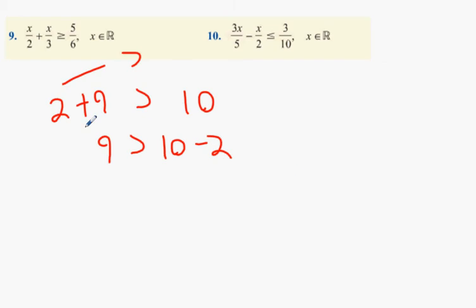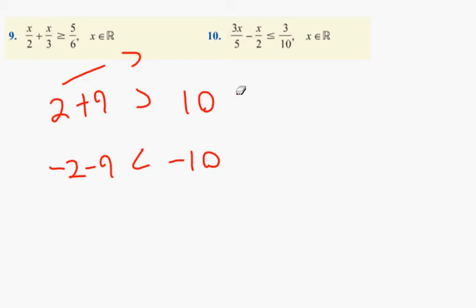What happens if I multiply both sides by minus? What happens then? Because minus 2 minus 9 is, and minus 10, minus 2 minus 9 is smaller than minus 10, so you have to reverse the sign. So long story short, when you multiply both sides by a negative number, what happens? It's got to switch around. Okay, so here's what we're doing here.